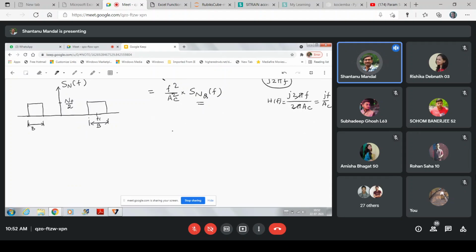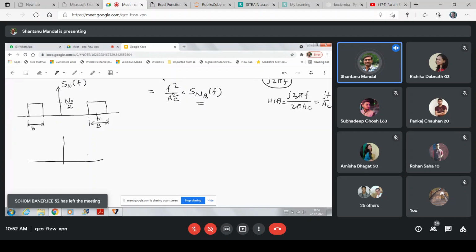Now to obtain the quadrature component and the in-phase component, we have to transform these band pass types of signals into low pass signals. That is, band pass to low pass transformation. So we can write down the band pass to low pass transformation.